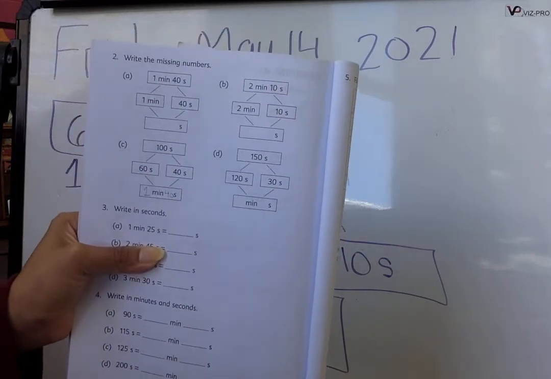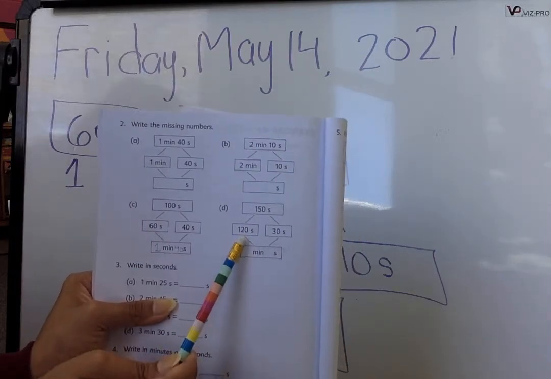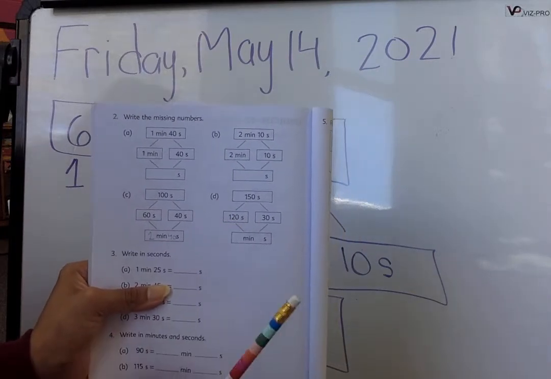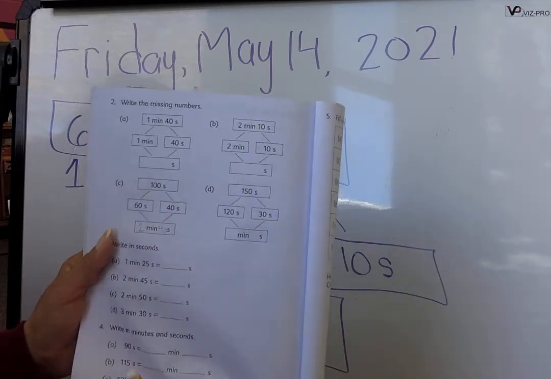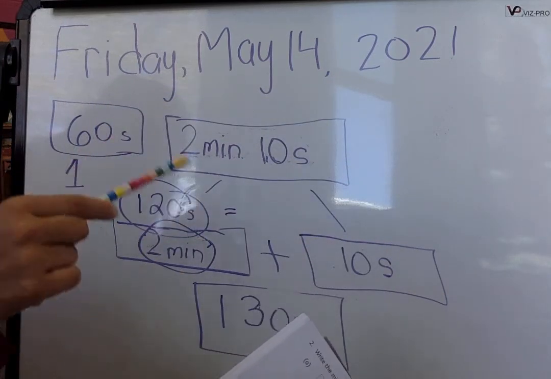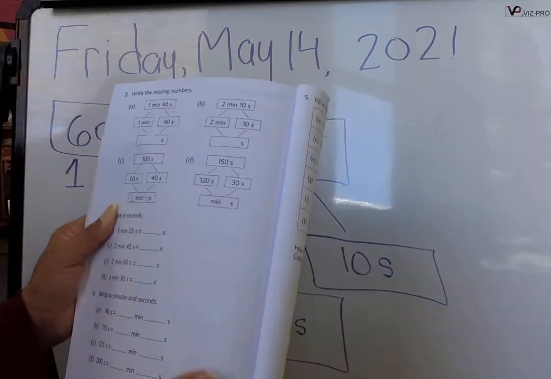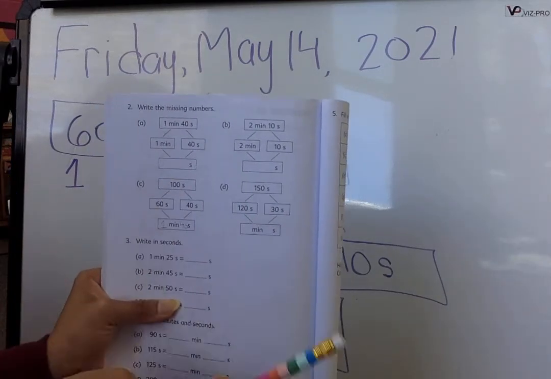Okay, does that make sense? Now you are going to go ahead and do this one on your own. Okay, so 120 seconds, how many minutes is that? 120 seconds. We did it so many times. 120 seconds equals... okay, so let's do that one, and then you can go ahead and check your answer.